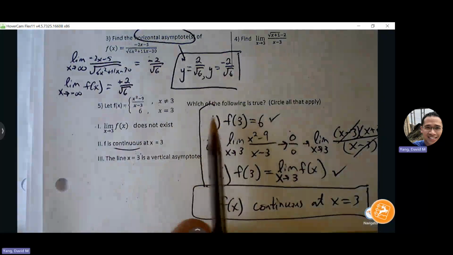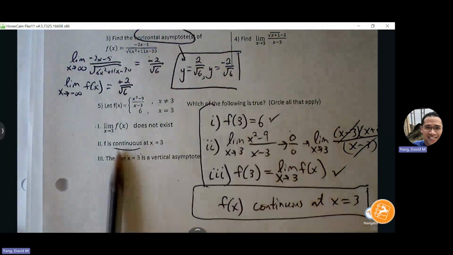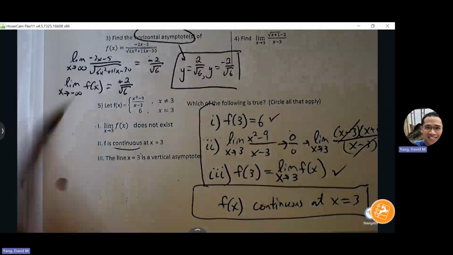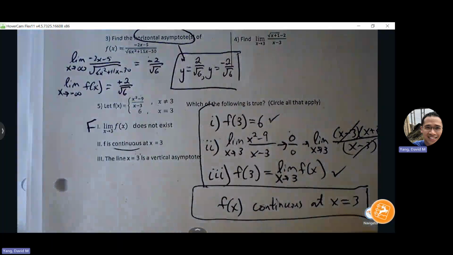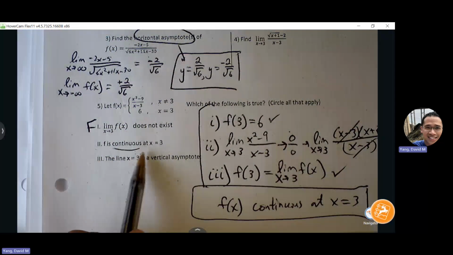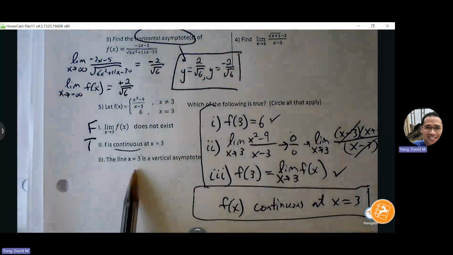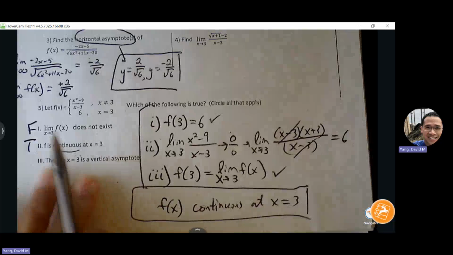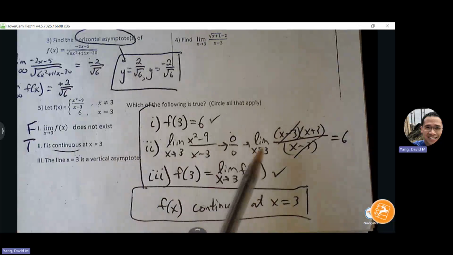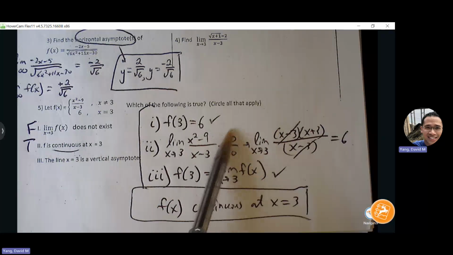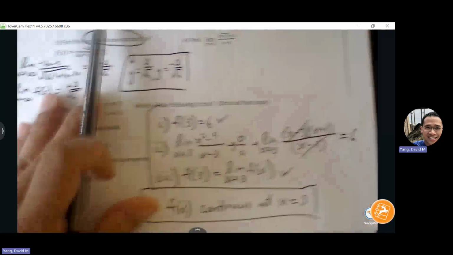Okay. So it says which of the following is true. Circle all that apply. Limit does not exist: true or false? False, so we're not going to circle that one. f of x is continuous at x equals 3. True. x equals 3 is a vertical asymptote. False, because we know at 3 there's a hole. Yep, you see that 0 over 0. If it was 10 over 0 or 8 over 0, then you'd know there's a vertical asymptote, but that's not the case, right?